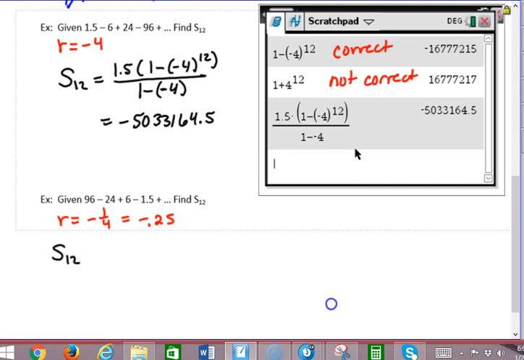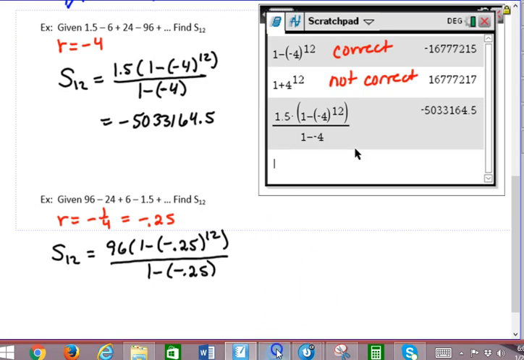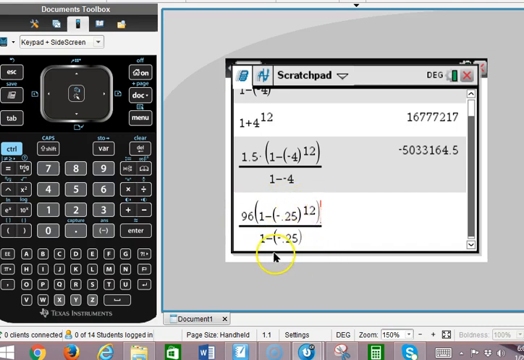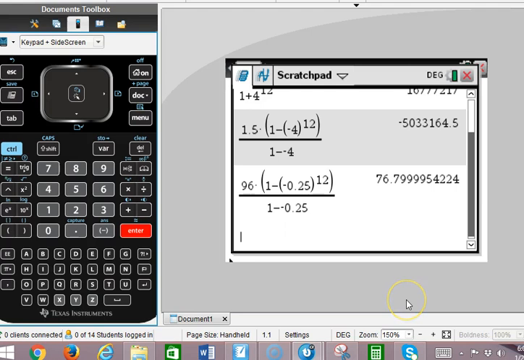So s sub 12 is equal to 96 times 1 minus negative 0.25 to the 12th power all over 1 minus negative 0.25. So if we do this on the calculator, okay, so I type this all in exactly as written with correct parentheses. Okay, we get 76.7999.